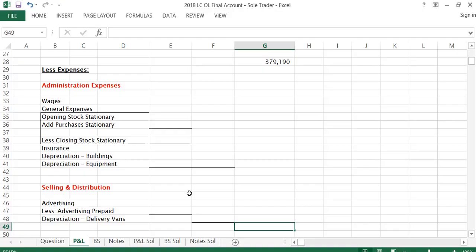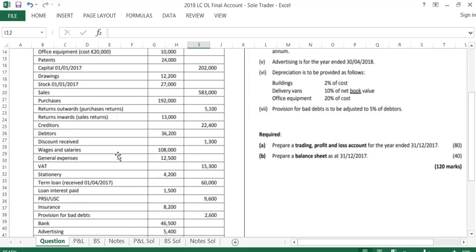So my first admin expense is going to be wages, and wages is coming directly from the trial balance of 108,000. General expenses will go in admin expenses also, and again they're directly from the trial balance of 12,500. We're going to do a little note on stationery. So for stationery, we're going to start off with the opening stock of stationery. Now there is no opening stock in the trial balance for stationery. Sometimes there is, but in this question there isn't, so that would be 0.